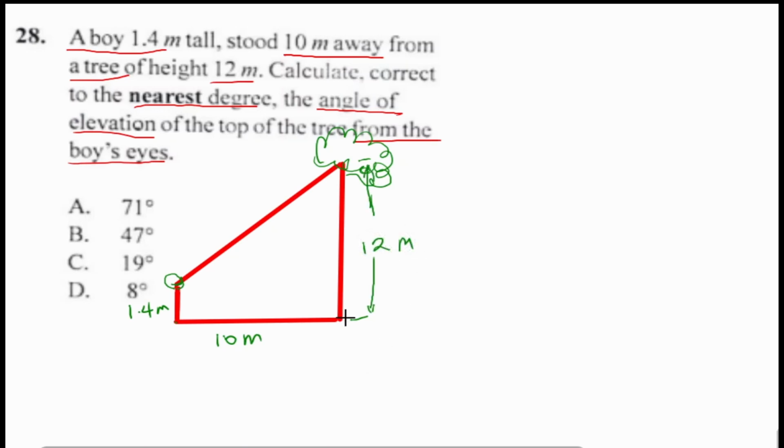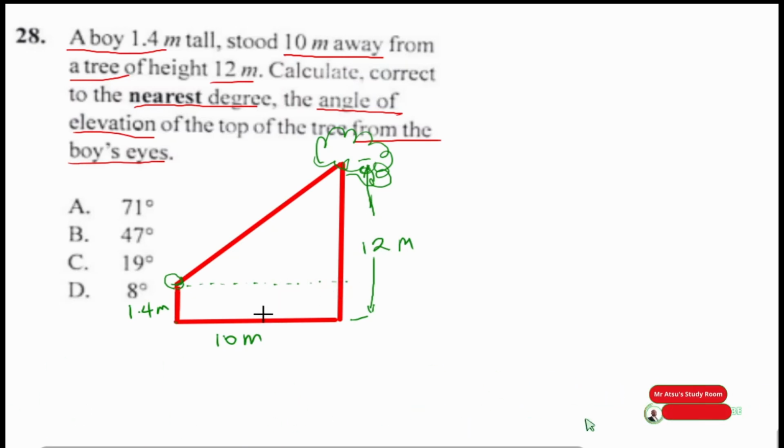Right. Then we are asked to calculate, correct to the nearest degree, the angle of elevation of the top of the tree from the boy's eye level. So let me take you right from the last one, the boy's eye level. So if the boy is standing here, then this will be the boy's eye level.